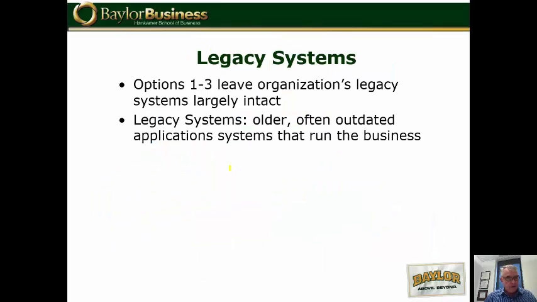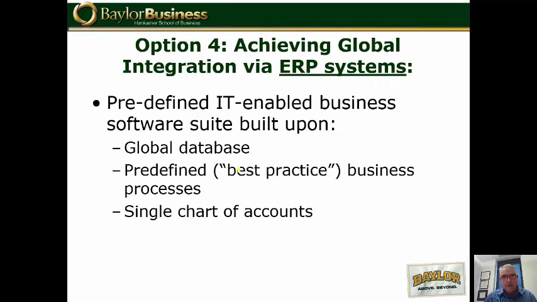As I mentioned, these first three options largely leave organizations' legacy systems intact. We'll read about Continental Airlines and their use of a data warehouse. They had siloed information systems, but they're very specialized in the airline industry. They didn't want to get rid of them, so they maintained these systems intact and utilized a data warehouse, and they were, to a great extent, successful in what they wanted to accomplish, and were able to keep their legacy systems. The fourth option would be achieving global integration via ERP systems.